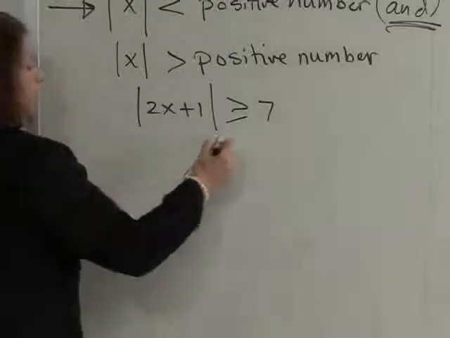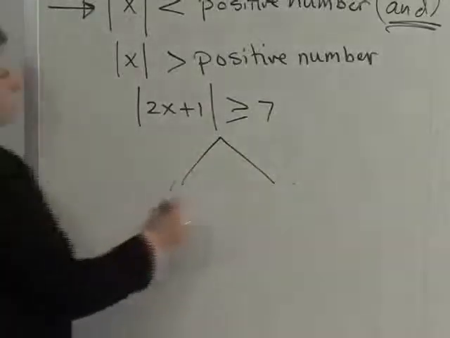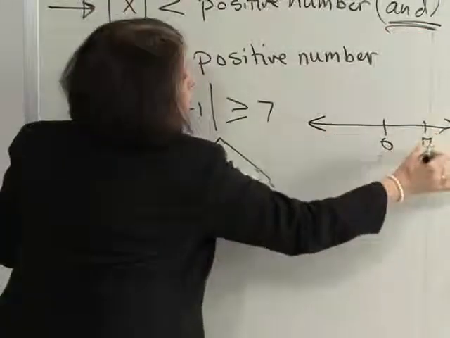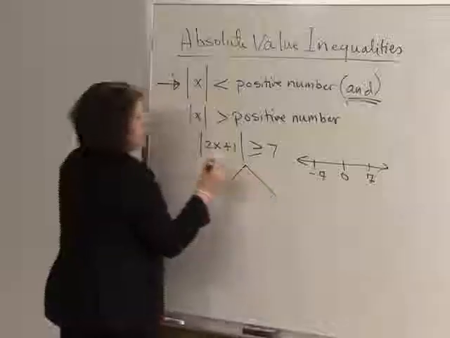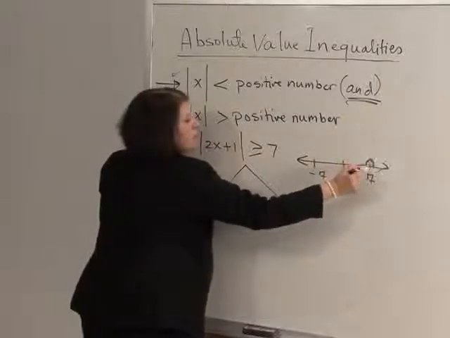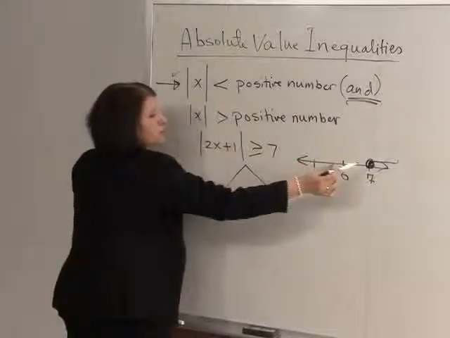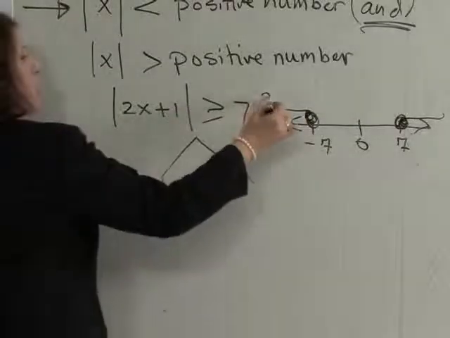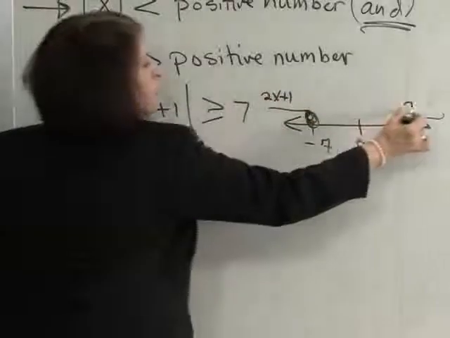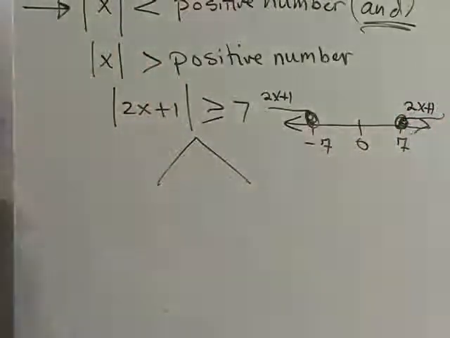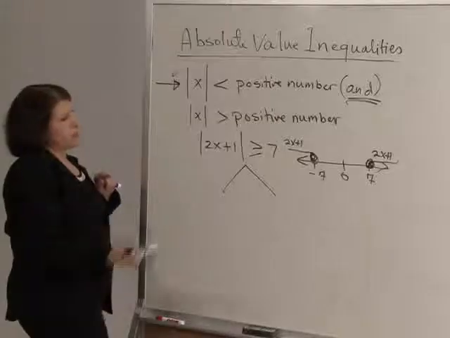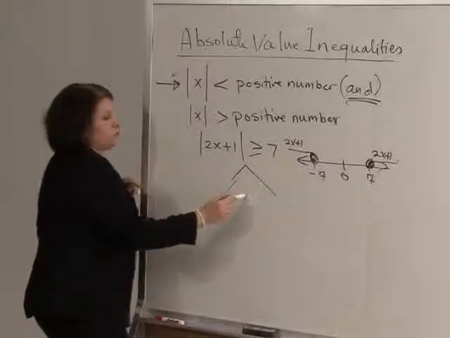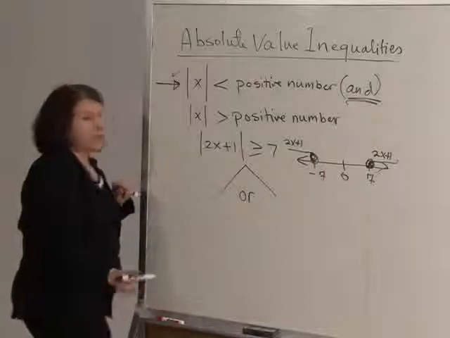I would want to translate this to two statements, because if you look at the number line again, you're looking at 7 or negative 7, and this number is greater than or equal to 7, or less than or equal to negative 7. But the number you're talking about is the 2x plus 1. It's not the x, it's the number inside the absolute value. So you translate the absolute value inequality with greater than to a compound inequality with "or."